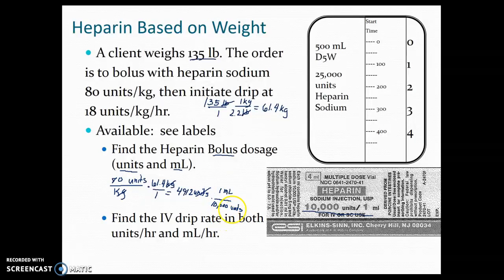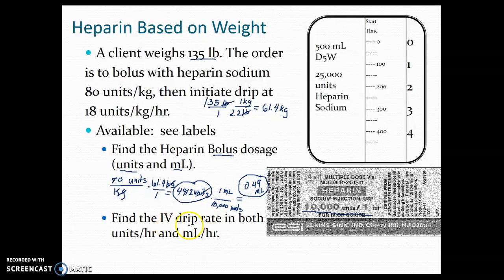Cancel out my units, and I do my math. On my calculator, I get 0.4912. Since this is less than 1 ml, I'll round it off to the nearest hundredth. So my answer is 0.49 milliliters. So I truly had two answers in this problem. The one is the 4,912 units, and the other one is the 0.49 mLs.